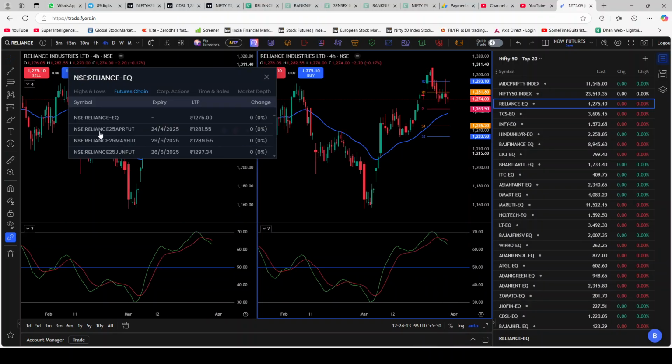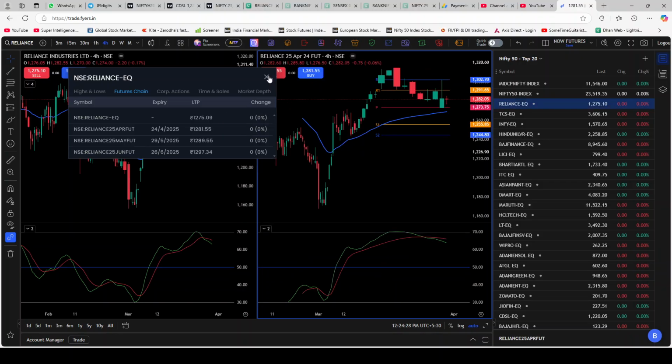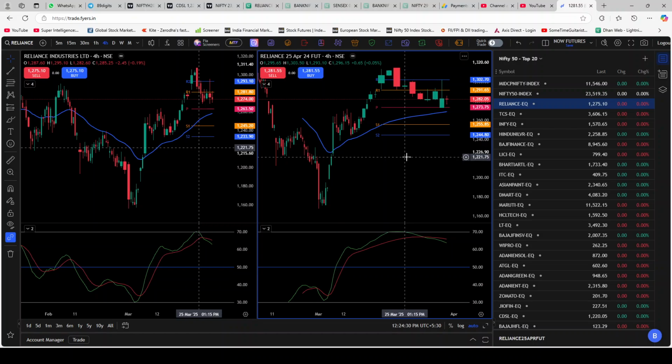All right. So now March is just about to close, and now we have the April, May, June futures, right? So for the sake of this example, I'll choose April futures because we are just about to go into April. The series has already started, but the month has not started. So view chart. So now on the right hand side, I have got Reliance April futures, and on the left hand side, I have the spot price chart.